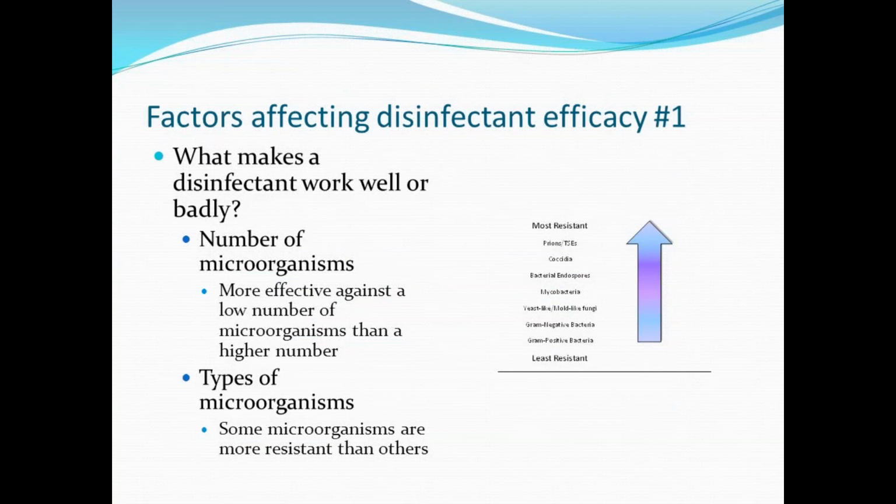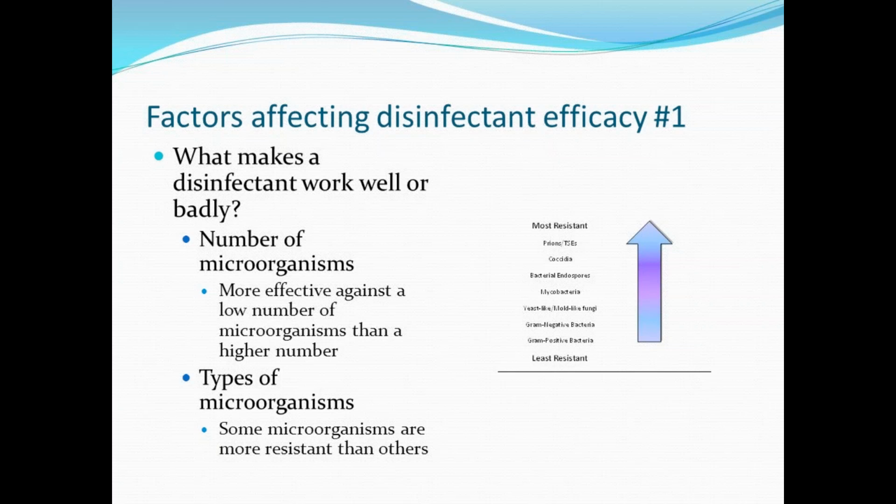Okay, so another question to pose is what makes a disinfectant work well or badly? There are several factors. For example, the number of microorganisms. Disinfectants are generally more effective against a low number of microorganisms than they are against a higher number. The greater the challenge, the more work the disinfectant has to do, but equally the more chance there is of some of that number surviving the disinfectant application process.